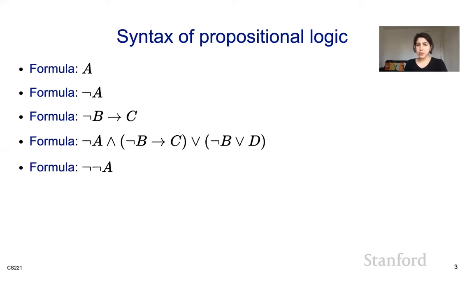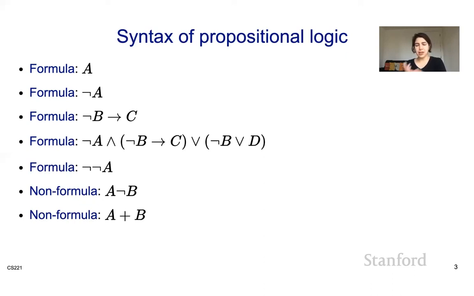Negation of negation of A is a formula. Why is that? Because A is a formula, negation of A is a formula, negation of that is also a formula. And this one, A negation B, is not a formula. Why is that the case? Negation of B is a formula, A is a formula, but A and negation of B are not connected with each other using any logical connectives. This is just putting two logical formulas right next to each other without any connectives, and that's not a formula. A plus B is not a formula. Why is that? Because plus just doesn't have any meaning. The syntax of it is not defined here. I never defined plus, and that doesn't make sense in this logic. It's not defined in this language.